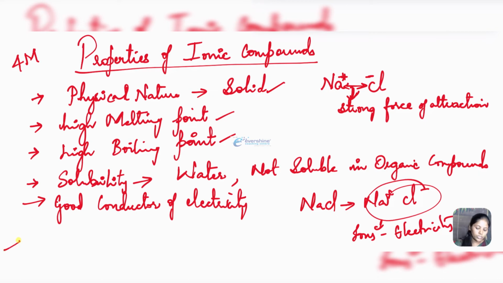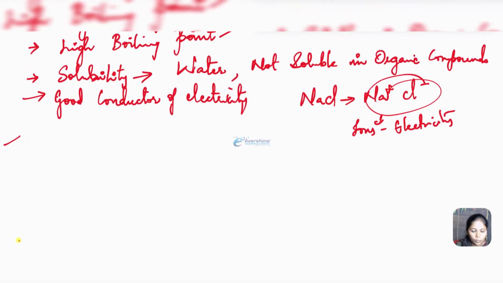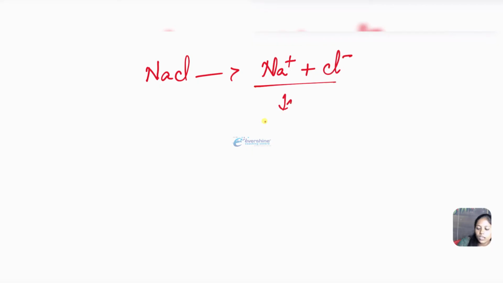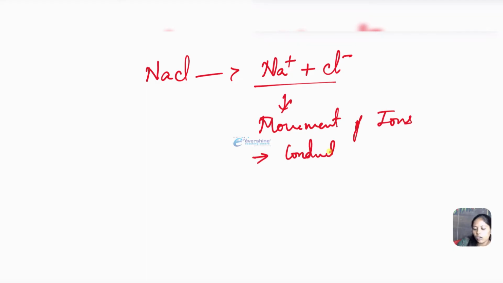And in this only they'll ask why it has high melting point, why it has high boiling point. You should write there is a strong force of attraction between the metal and non-metal. And why it is conducting electricity, because it splits into ions. When you put sodium chloride in water, it splits into ions. These ions start moving. The movement of these ions is responsible for the conduction of electricity. Why ionic compounds conduct electricity, you should tell they split into ions when dissolved, and then they will conduct electricity. So in this topic only, they'll ask the diagram.